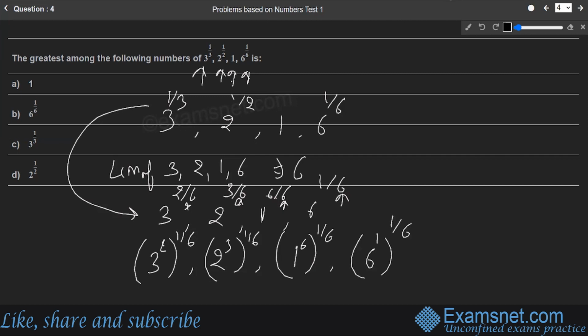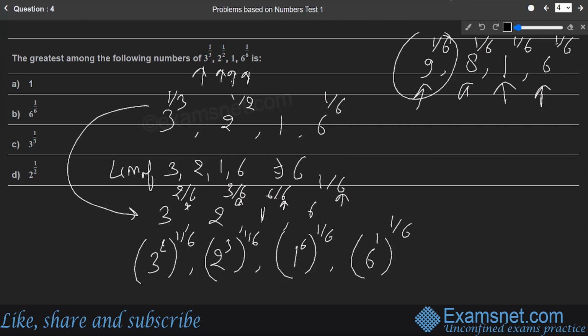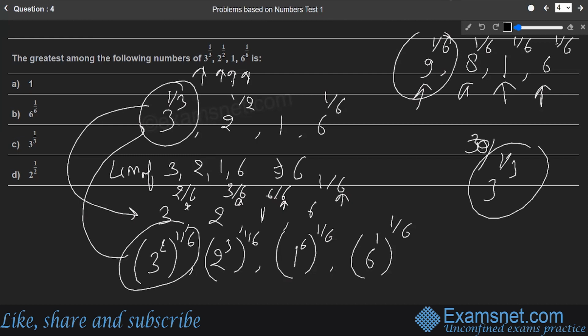Now what we have done is taken the numerator inside. So what are the values becoming? This is becoming 9 to the power 1 by 6. Another number, 2 cube, is 8 to the power 1 by 6. The next number is 1 to the power 1 by 6, and the last number is 6 to the power 1 by 6. Now the numbers have the same power, only their form has changed. So whichever number has the largest base will be the largest number. He asked for the greatest number, so it is simply 9 to the power 1 by 6, which was earlier 3 square to the power 1 by 6, and which was earlier 3 to the power 1 by 3. So the greatest number is 3 to the power 1 by 3. This is how we can find it. The option available is option number C and it becomes the right answer.